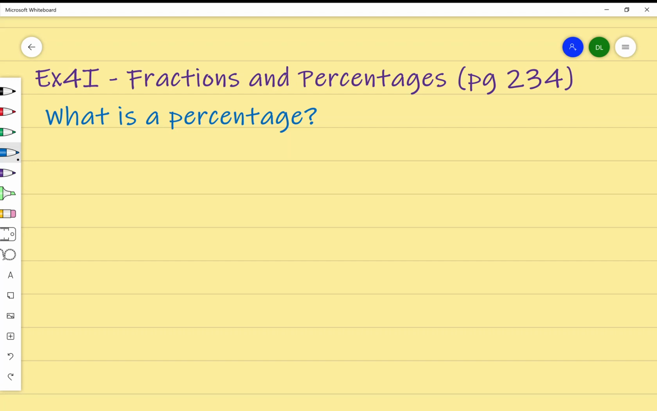Exercise 4I on fractions and percentages on page 234 of your textbook. So we talked about how percentages comes from the word percentum, which means for every 100. So a percentage means out of 100. Now you don't have to copy this down, but it is very, very important to keep it in mind.